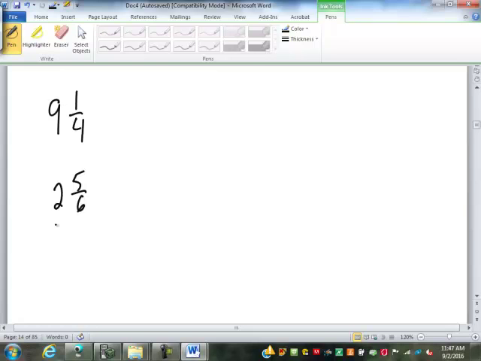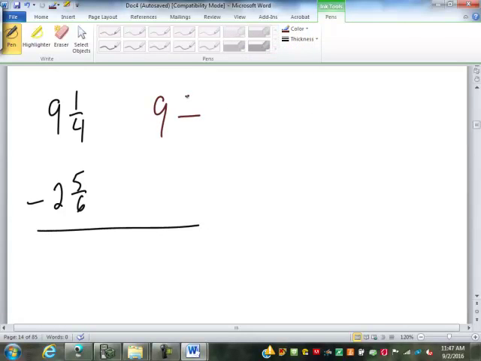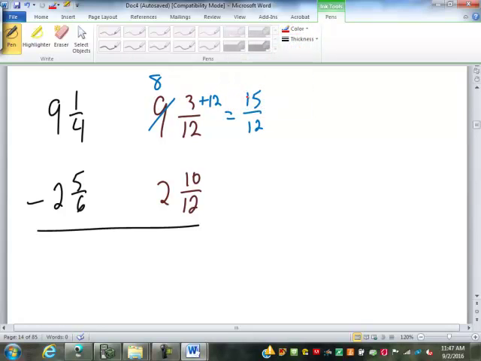Minus 2 and 5/6. Thank you. And we had a common denominator, so this was 3 twelfths and 10 twelfths. And we were in the process of borrowing. We borrowed from the 9. That's an 8. And we said the denominator told us we had to add 12 to the 3. So that's 15 twelfths. So now when we go to subtract, it's 15 twelfths minus 10 twelfths. So 15 minus 10 is 5 twelfths. 8 minus 2 is 6.